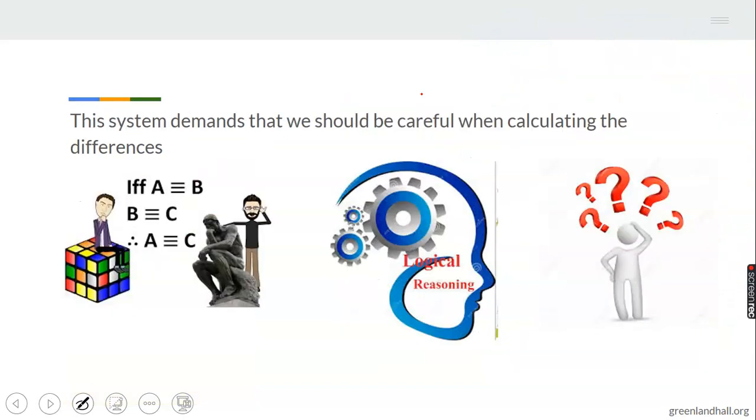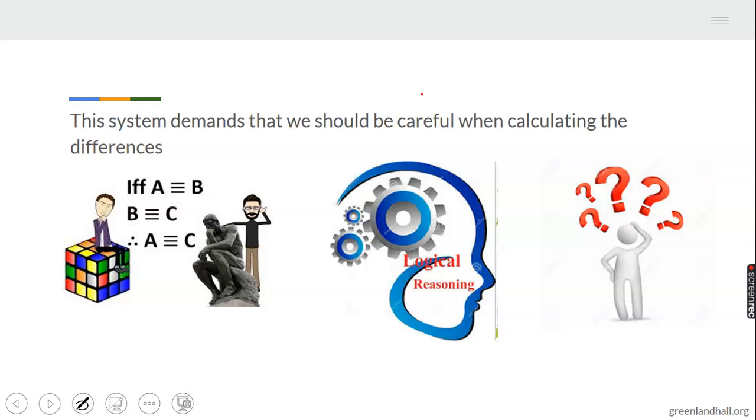Another example you'll see. Now, the system we just did demands that we should be careful when calculating our differences. Yes, it means you need to take your time. You need to observe the pattern.